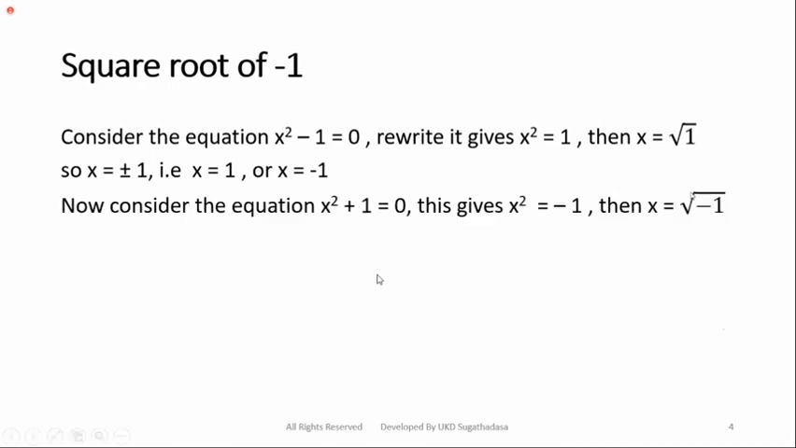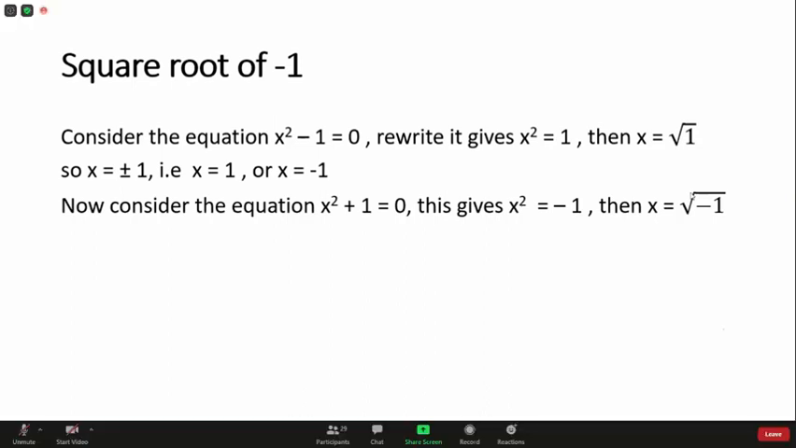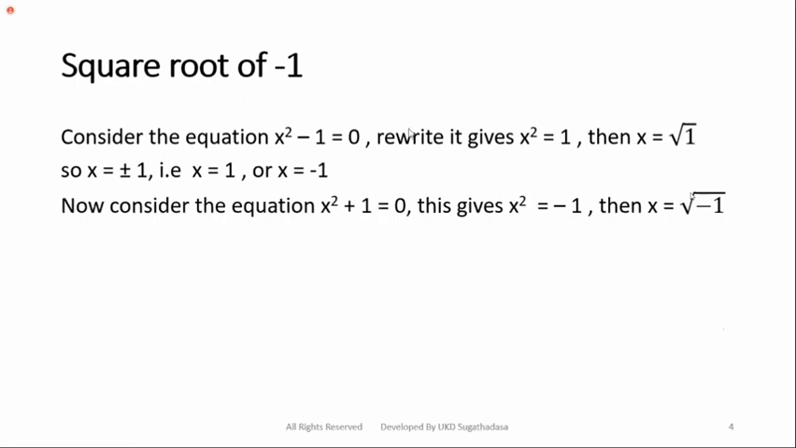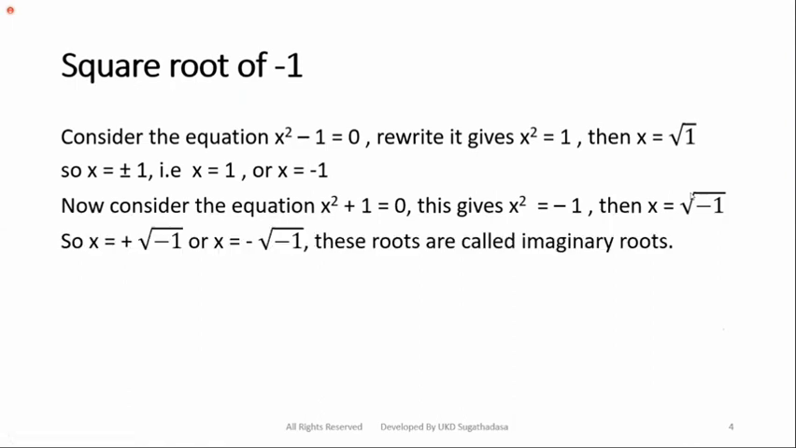Now we come to the very important equation related to this particular topic. Now consider the equation x squared plus 1 equals 0. That gives x squared equals minus 1. Then x equals the square root of minus 1. So again we get two values: x equals plus square root of minus 1, and x equals minus square root of minus 1. Those are the roots we call imaginary roots. Square root of minus 1 is the imaginary root.